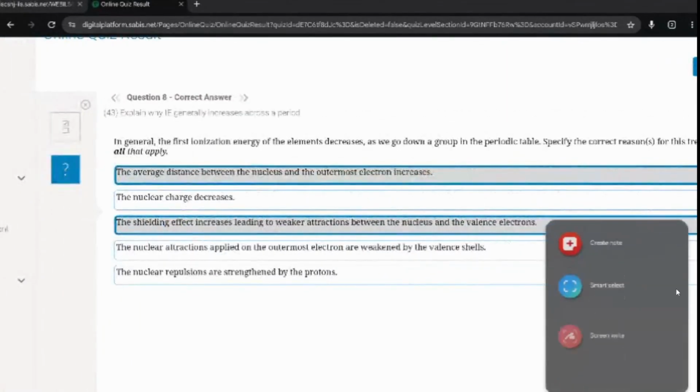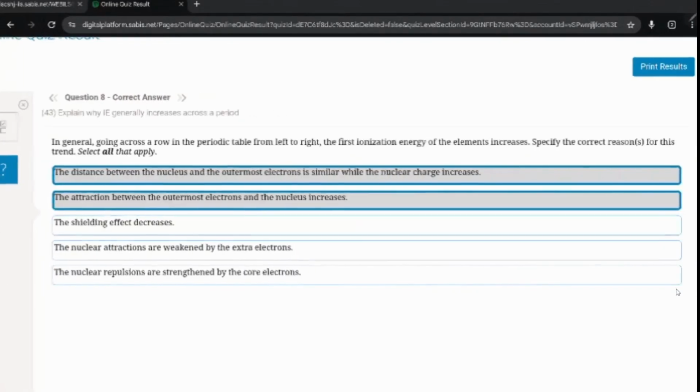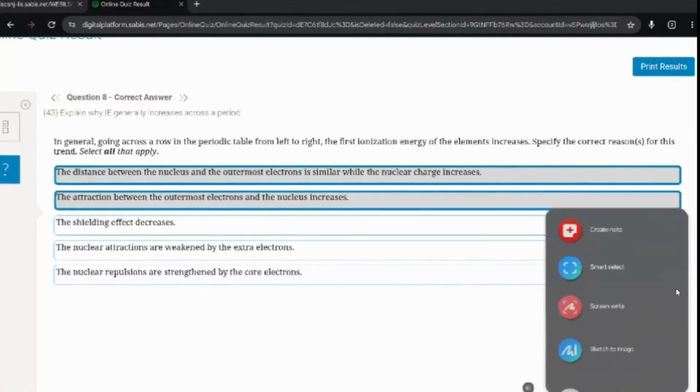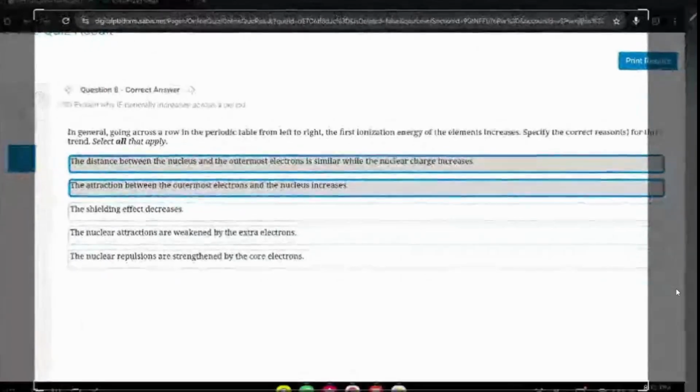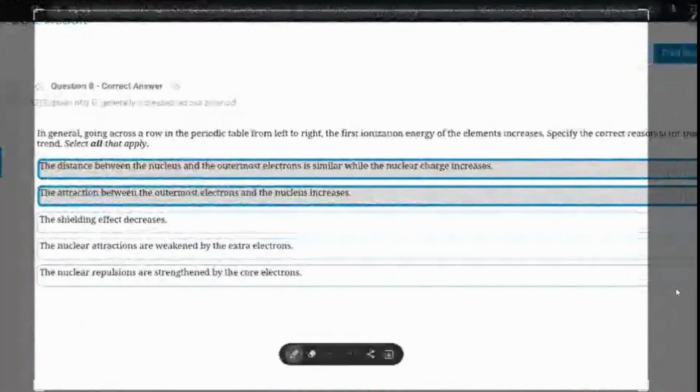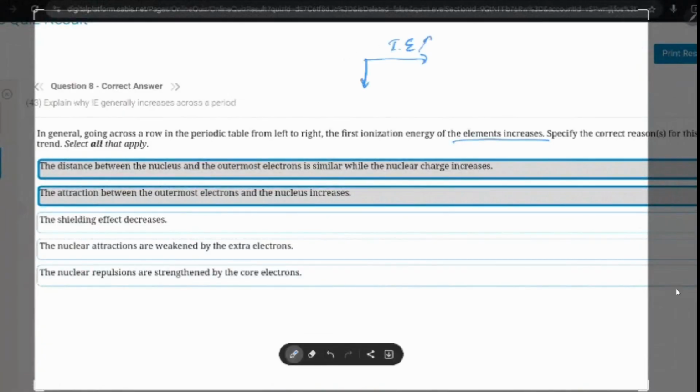Okay, question 8. There's 35, so we're going to have to chop a bit. Now we finished down a group, now across a row. In general, going across a row in the periodic table from left to right, the first ionization energy increases. As you go down a column, ionization energy decreases.